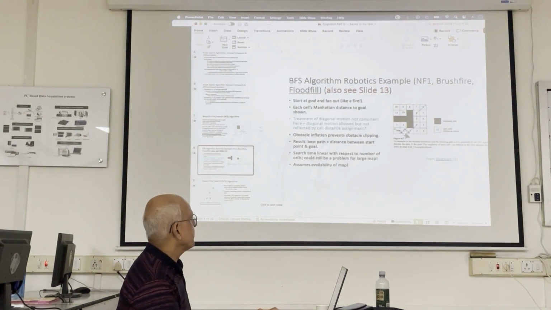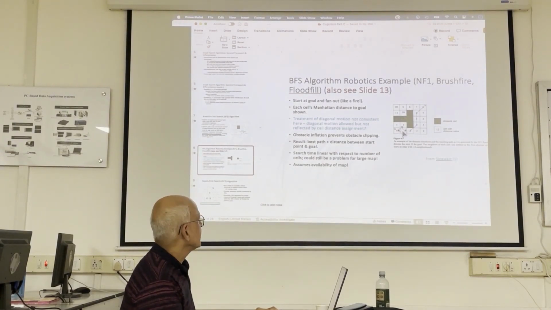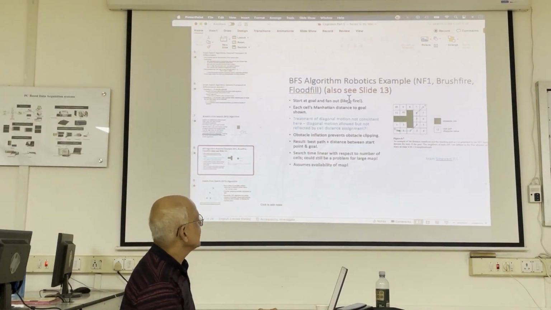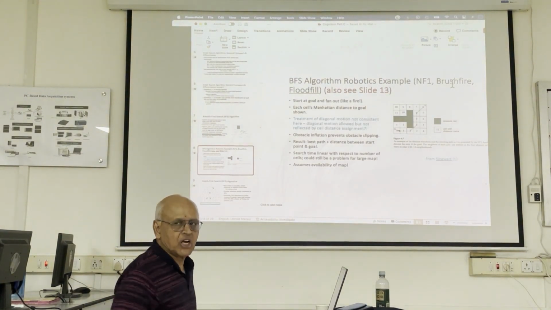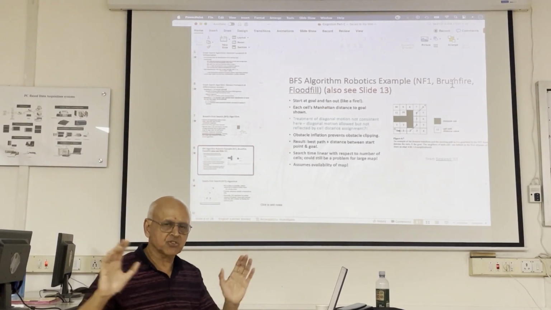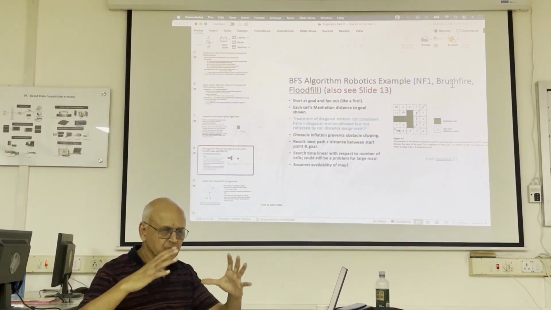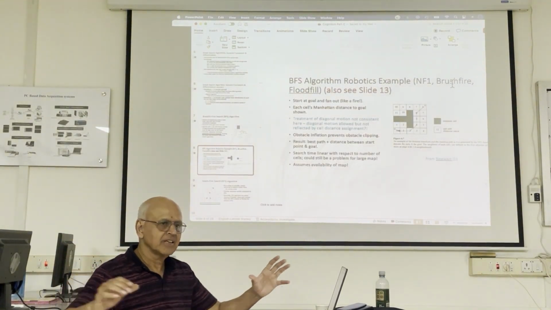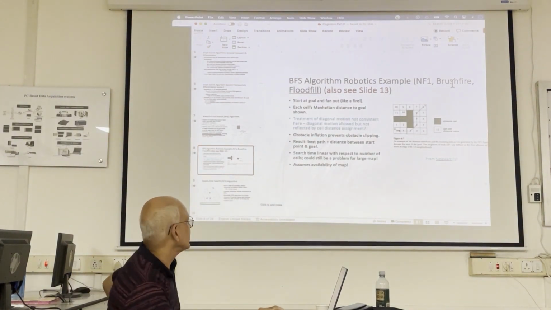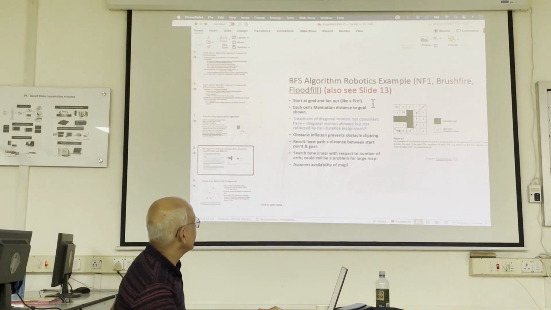So, a known map, right? So here is the goal, and the destination is here. Start at goal and fan out like a fire. That's why you call it brush fire, because if the grass catches fire and if there's no wind, the fire is going to advance equally in all directions. And that's how this algorithm will work. It will spread out in an even fashion.